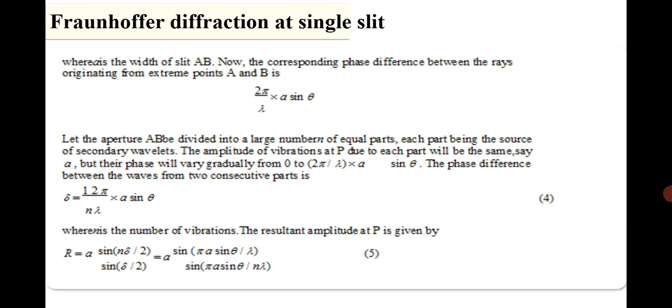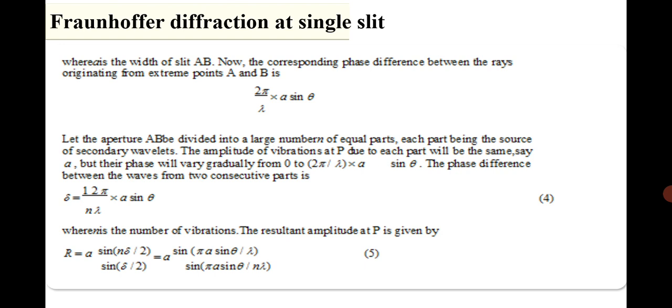the mathematics is given below, where a is the width of the slit AB. Now the corresponding phase difference between the rays originating from extreme points A and B is 2π/λ times a sin θ. Let the aperture AB be divided into a large number n of equal parts, each part being the source of a secondary wavelet.